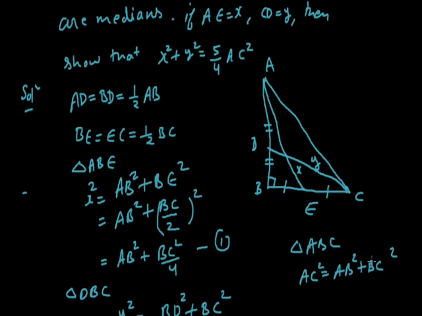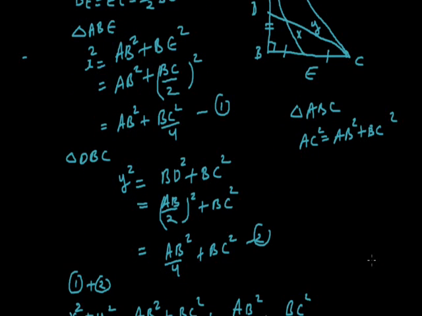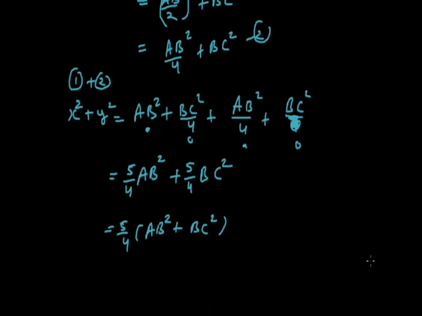So in place of AB square plus BC square we can write AC square. So this is our desired result, that is x square plus y square is equals to 5 by 4 AC square.